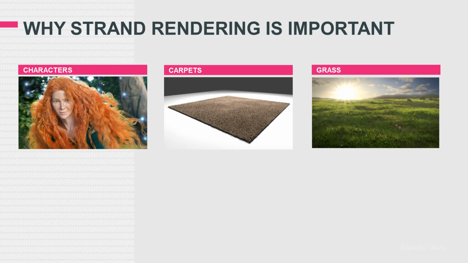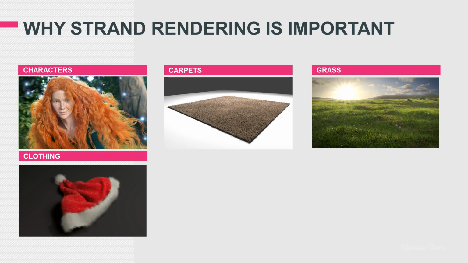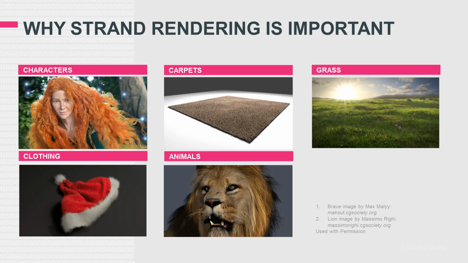Another one is grass. You've got your interior covered. Now you've got your outdoors. So you've got grass. Obviously, that one's a big one, so you can do that using strand rendering. You've also got clothing as well. That one sort of ties in with characters, but that's important if you've got fluffy clothing, like a Santa hat, for example. And then you've also got animals as well, a big one. Cats, dogs, mice, anything with fur, essentially. So that's what strand rendering is all about.